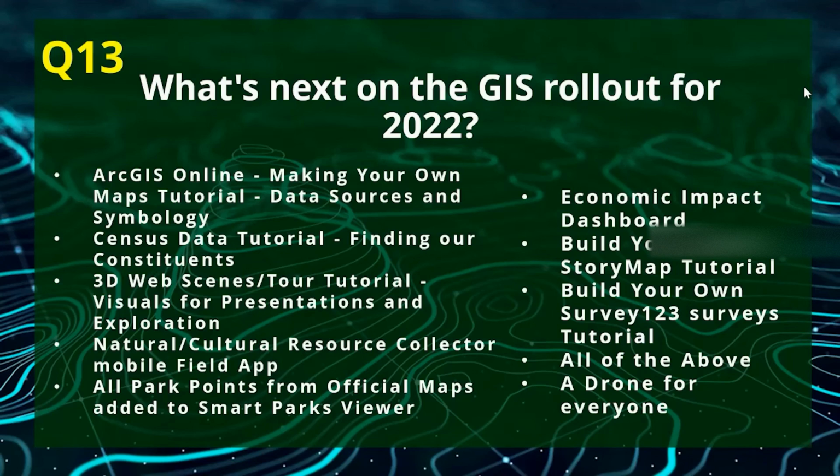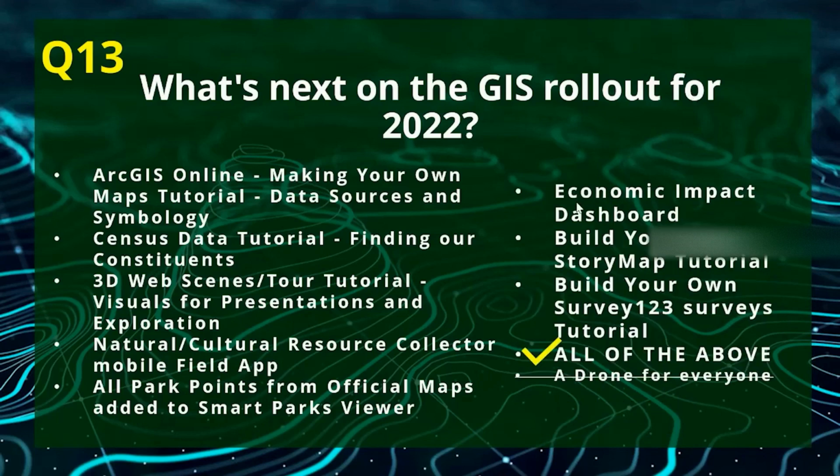If you really like Survey 123 and collecting things in the field, or think you'd have a reason to have a survey that you want a QR code on a trailhead sign and to ask information about your trail users, I'm going to show you how to build your own Survey 123. So basically all of these. I can't guarantee that we're going to have a drone for everyone in the next coming years. Maybe it'll be something we get to demo, but everything else, all of the above, we are going to be having in the next year or so.